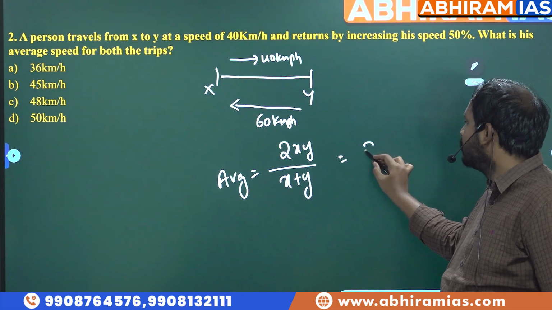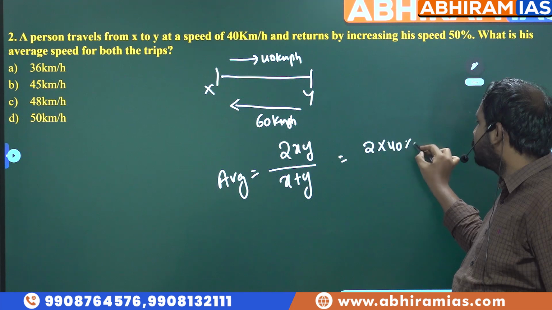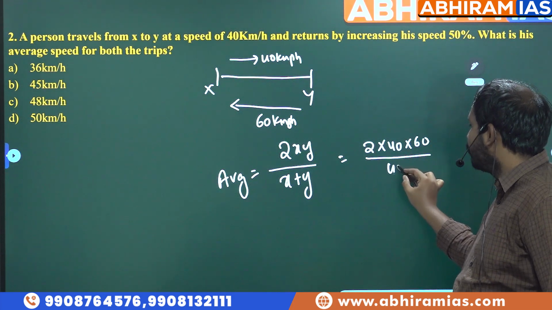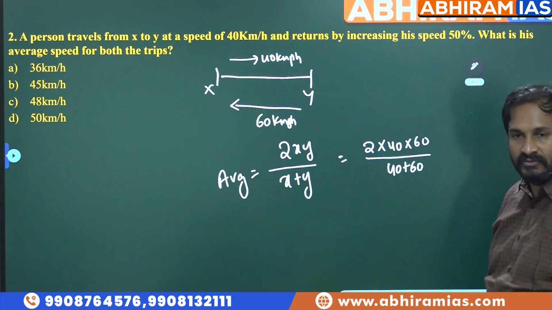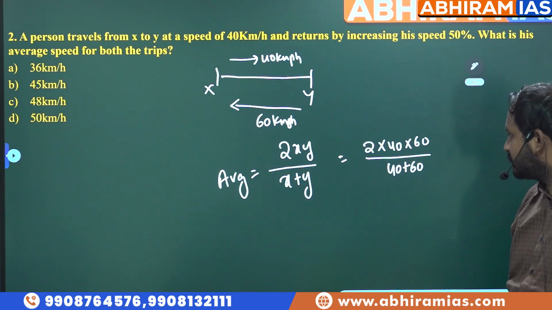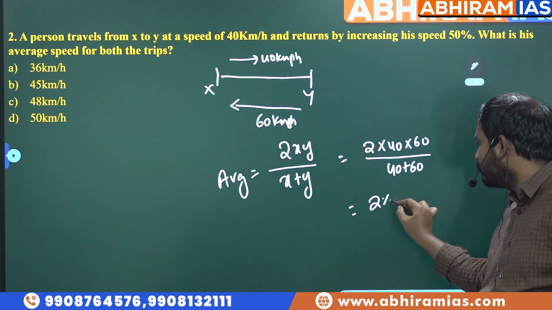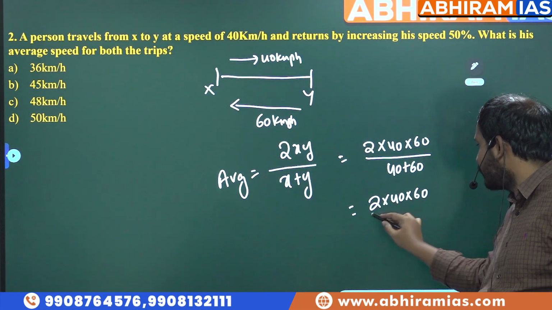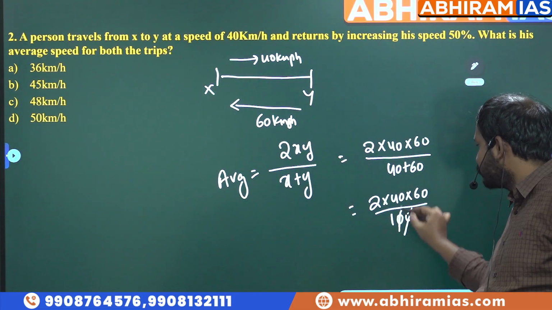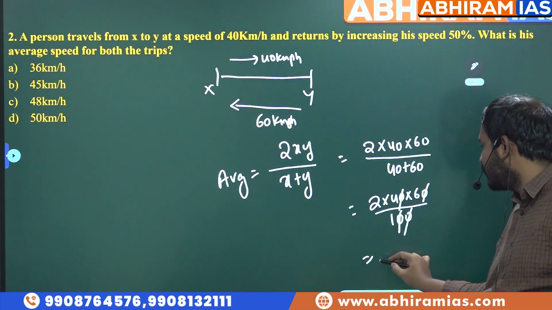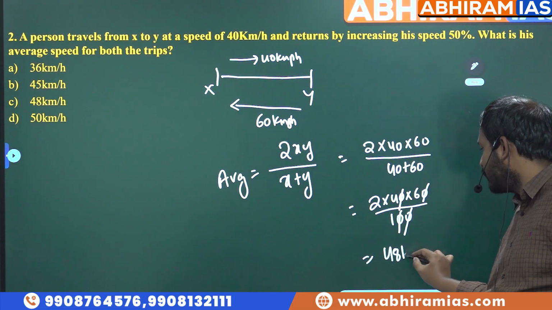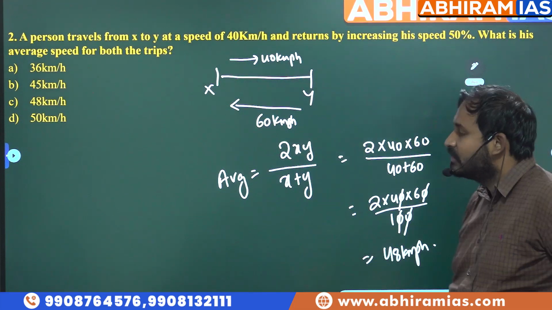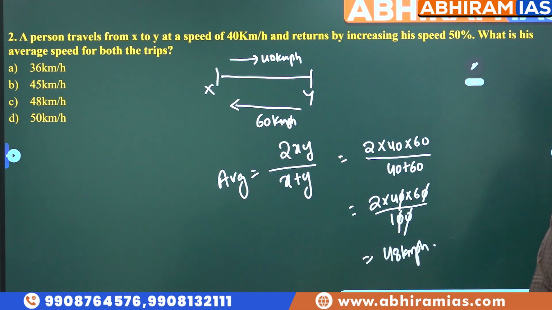So now this becomes 2 into 40 into 60 by 40 plus 60. So this becomes 2 into 40 into 60 by 100. 2 zeros get cancelled. 2 4s are 8, 8 6s are 48 kmph. So the average speed here is 48 kmph.